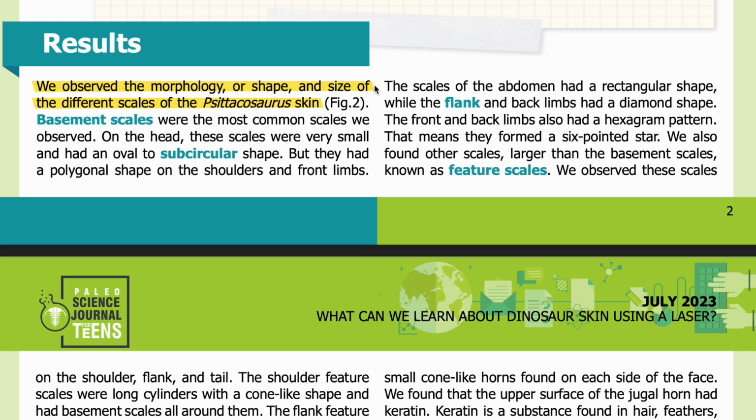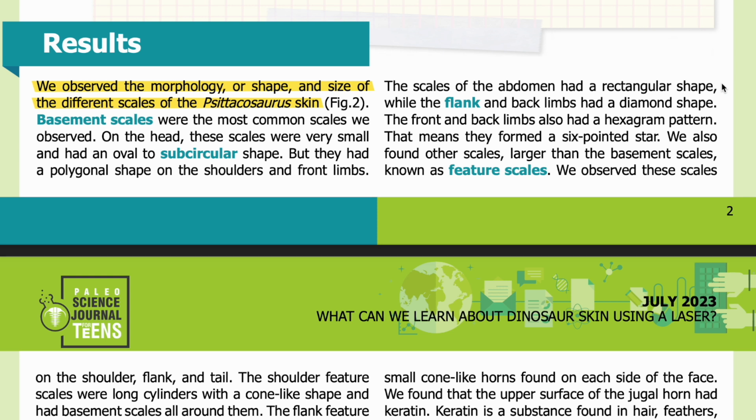Results. We observed the morphology, or shape and size, of the different scales of the Psittacosaurus skin. Basement scales were the most common scales we observed. On the head, these scales were very small and had an oval to subcircular shape, but they had a polygonal shape on the shoulders and front limbs.